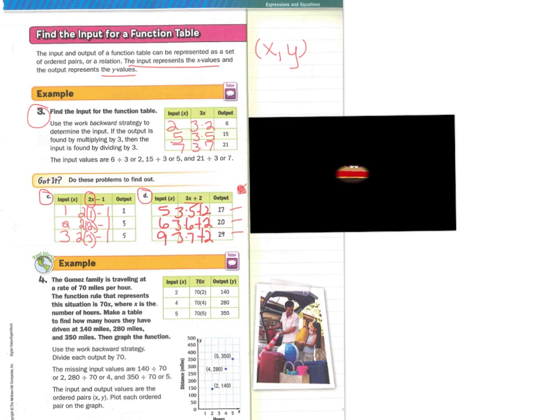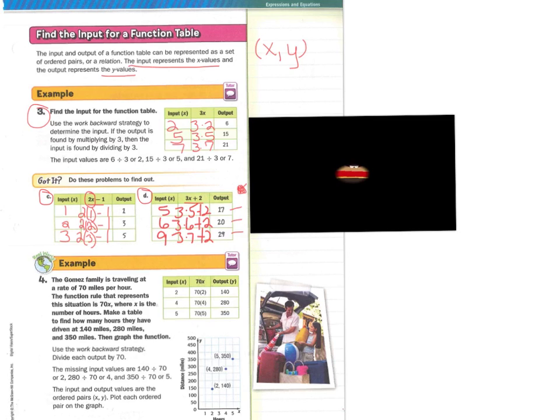Okay, so here's where we set this up with 70x, and our outputs are 140, 280, and 350. And we want to know 70 times what equals these numbers. 70 times 2 is 140, 70 times 4 is 280, 70 times 5 is 350. Remember, if you weren't sure what numbers go here, you could divide 140 by 70 and get the 2.